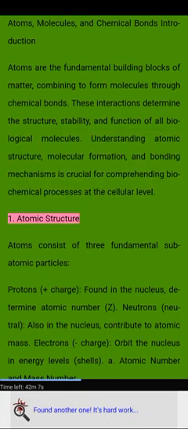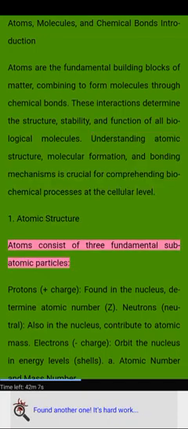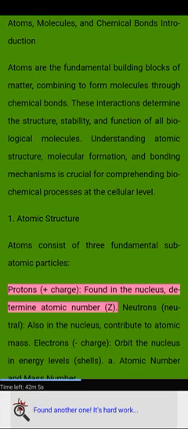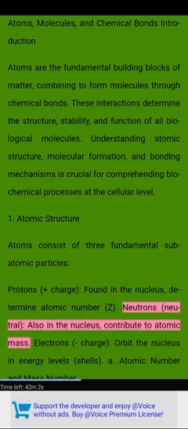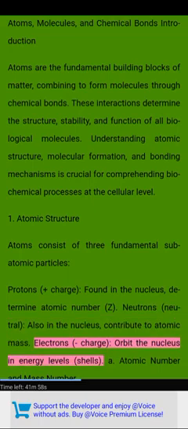1. Atomic structure. Atoms consist of 3 fundamental subatomic particles. Protons, plus charge, found in the nucleus, determine atomic number Z. Neutrons, neutral, also in the nucleus, contribute to atomic mass. Electrons, minus charge, orbit the nucleus in energy levels, shells.